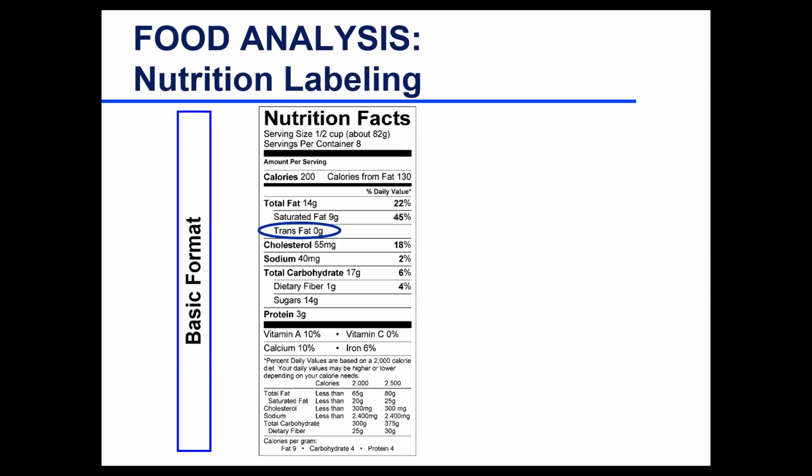So this is your basic format of a nutrition label, which you're all familiar with. In 1990, the Act did not include trans fat. In 2003, there was an amendment to include the amount of trans fat, given the research that has indicated the health impact of trans fat. So it became mandatory that trans fat is also reported on the nutrition label.